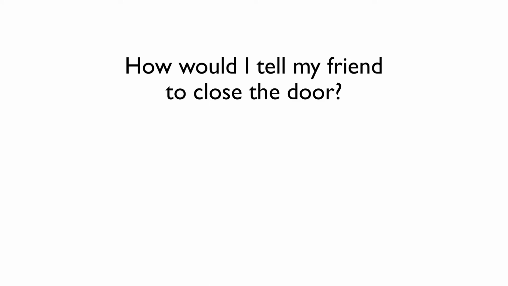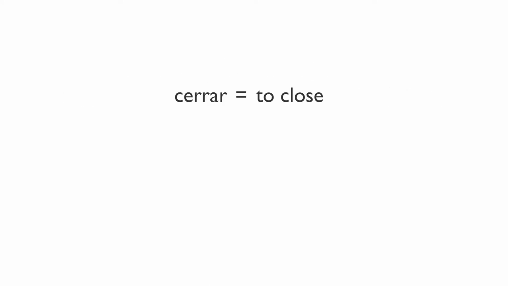How would I tell my friend to close the door? For that, you need the stem-changing verb cerrar, which means to close. As with regular verbs, use the third person of the present indicative. Drop the final R and change the E to IE. Tell your friend, cierra la puerta.